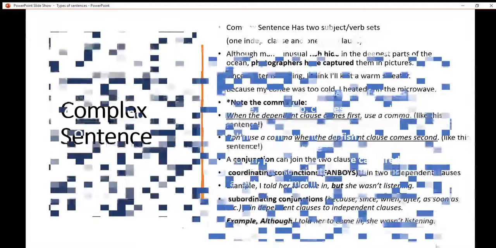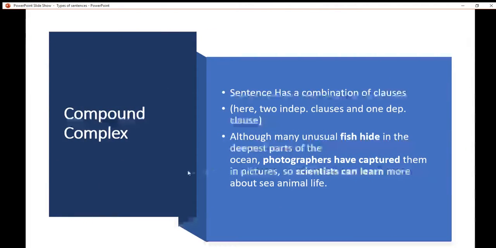Let's go to the last type of sentence we're going to learn about today. The compound complex sentence. The compound complex sentence has a combination of clauses. They have two independent clauses and one dependent clause. Although many of the fish hide in the deepest parts of the ocean, photographers have captured them in pictures, so scientists can learn more about sea animal life.